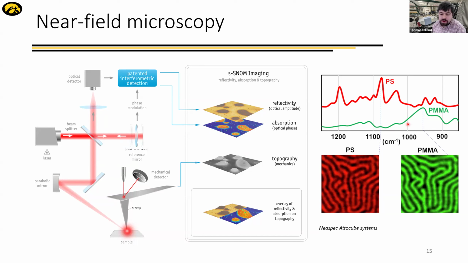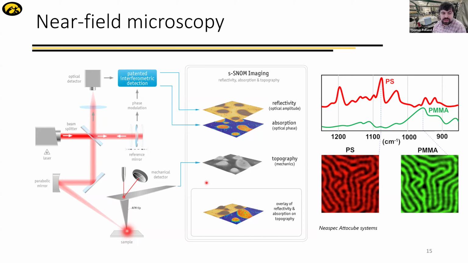An example that's actually on NeoSpec's website is a block copolymer, which is basically if you take two polymers and mix them, they'll form these striped phases. And if you look at different frequencies, you can pick out the PMMA or the polystyrene that makes up this block copolymer's nanoscale structure. So this is really nice. This is a really nice technique.